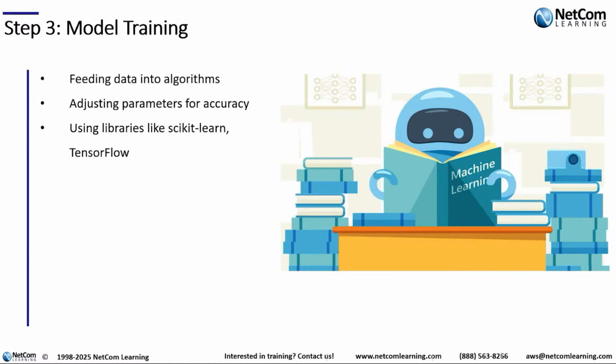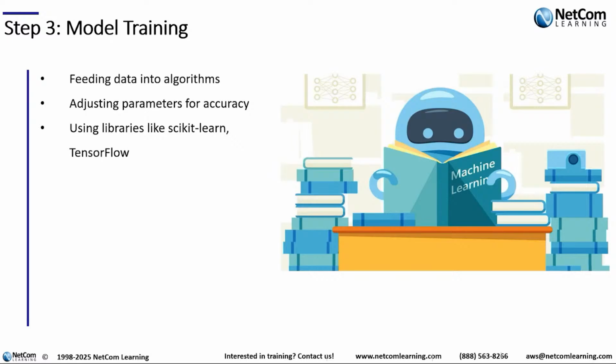So during training, we also adjust different parameters to improve accuracy. And these parameters, known as hyperparameters, can control things like how quickly the model learns, how complex the model is, or how it handles any errors. And tuning these parameters correctly can have a big impact on how well the model itself performs.